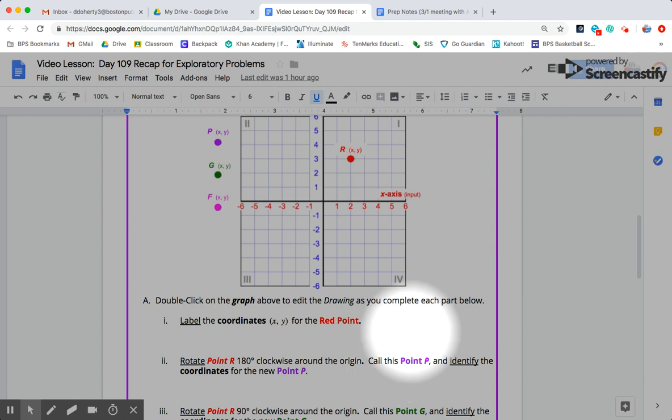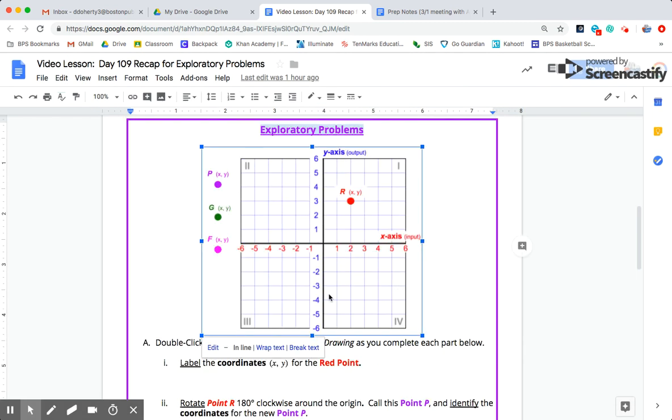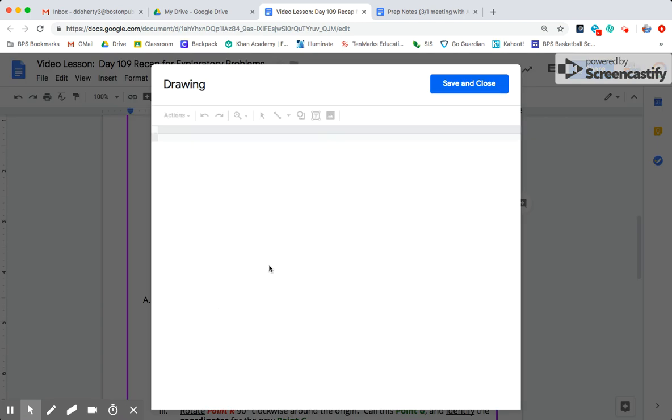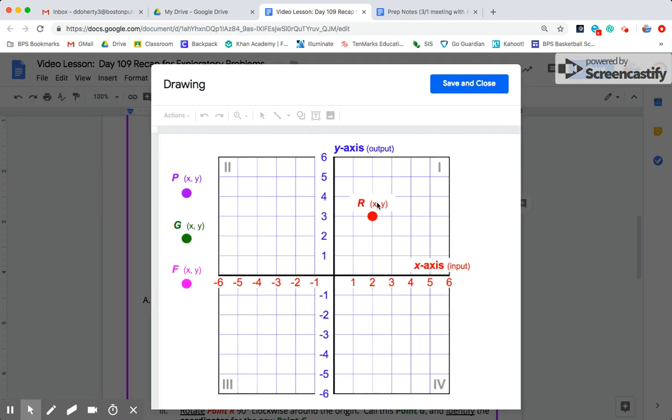The biggest thing that you and your partner needed to recognize is that a rotation has 360 degrees in total. So a 180 degree rotation is going to be exactly halfway around a graph. Hopefully we know the coordinates were 2 and 3 for the red point. So if we spin the entire graph exactly halfway around, 180 degrees, then P is going to go to the exact opposite. The X is going to go from +2 to -2. The Y is going to go from +3 to -3.